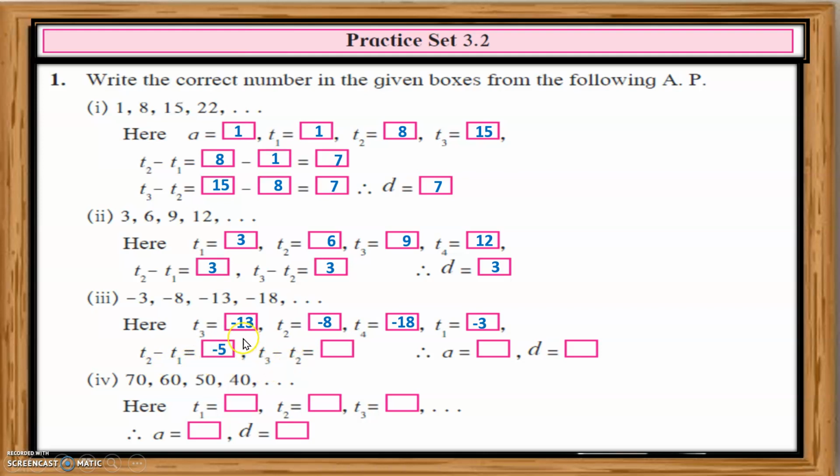Similarly, T3 minus T2, that is minus 13 minus of minus 8. So when you simplify, you will get minus 5. So what is your A here? A will be minus 3. And D will be minus 5.